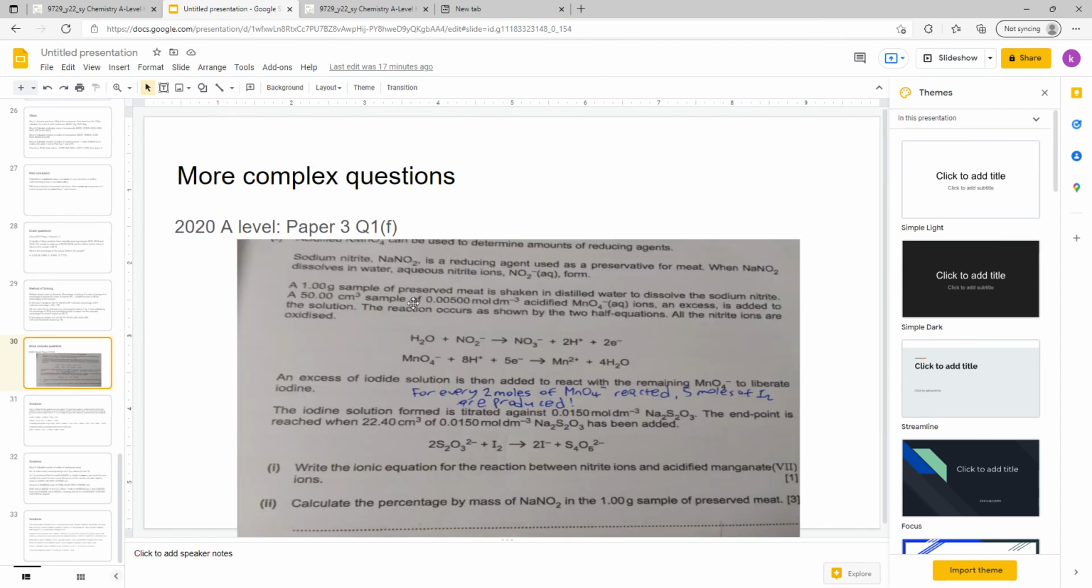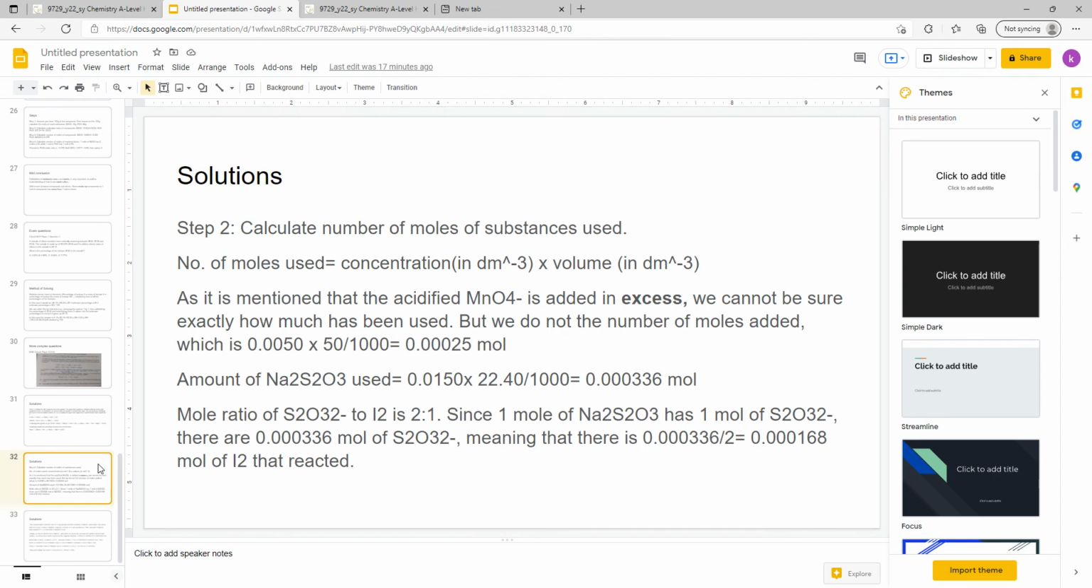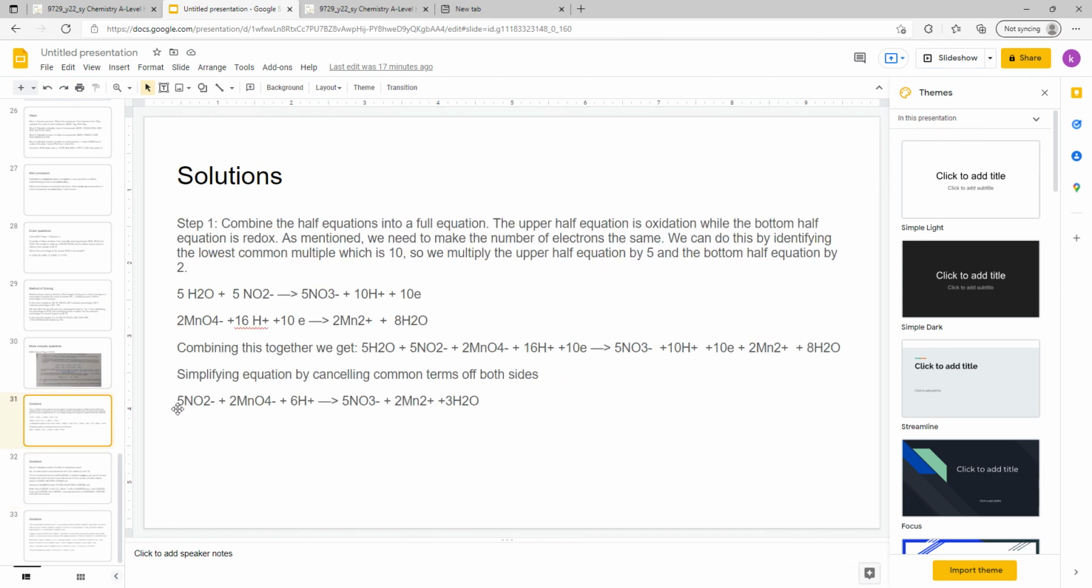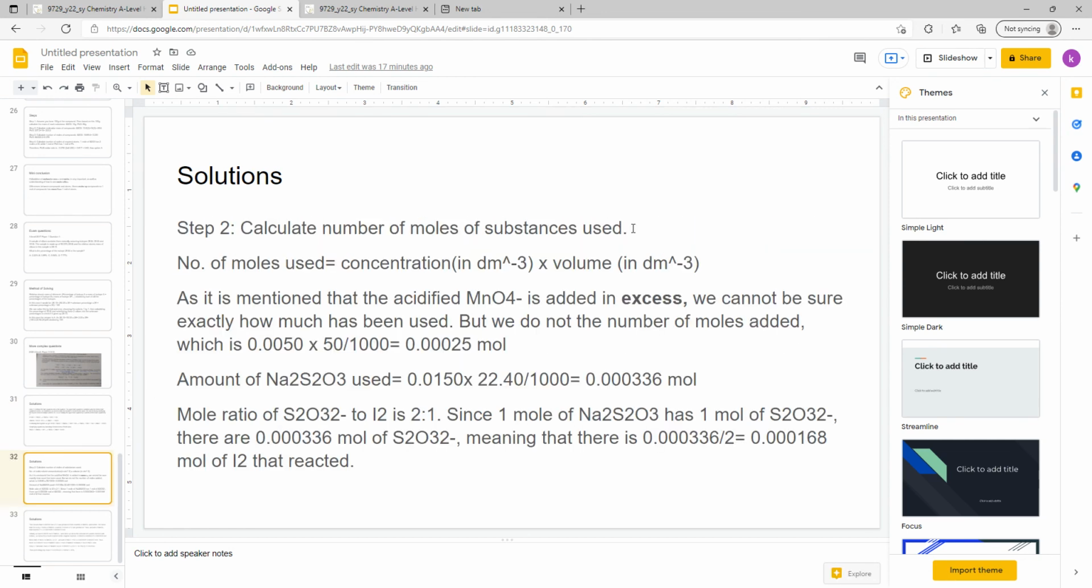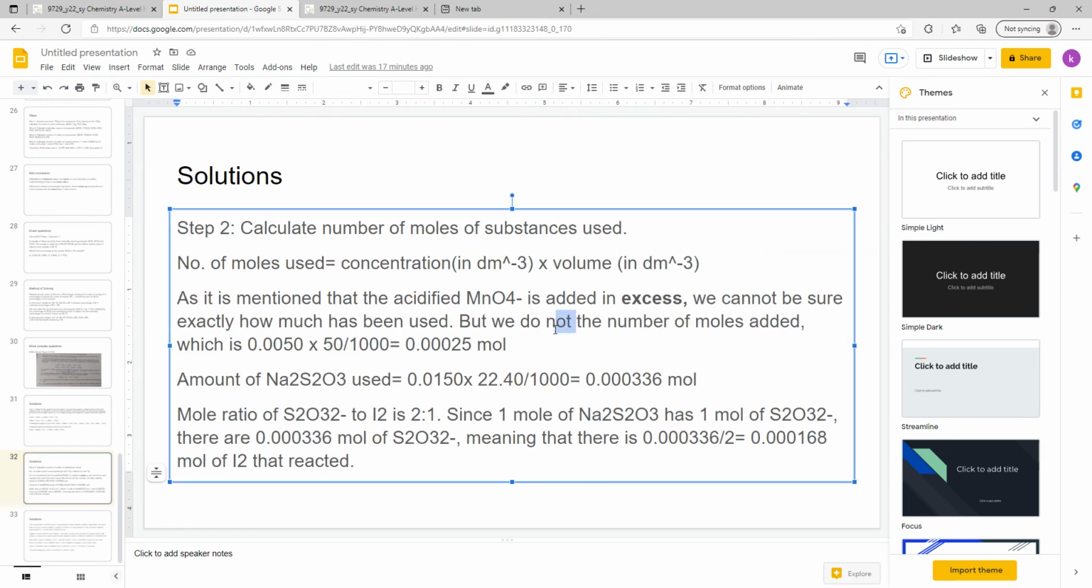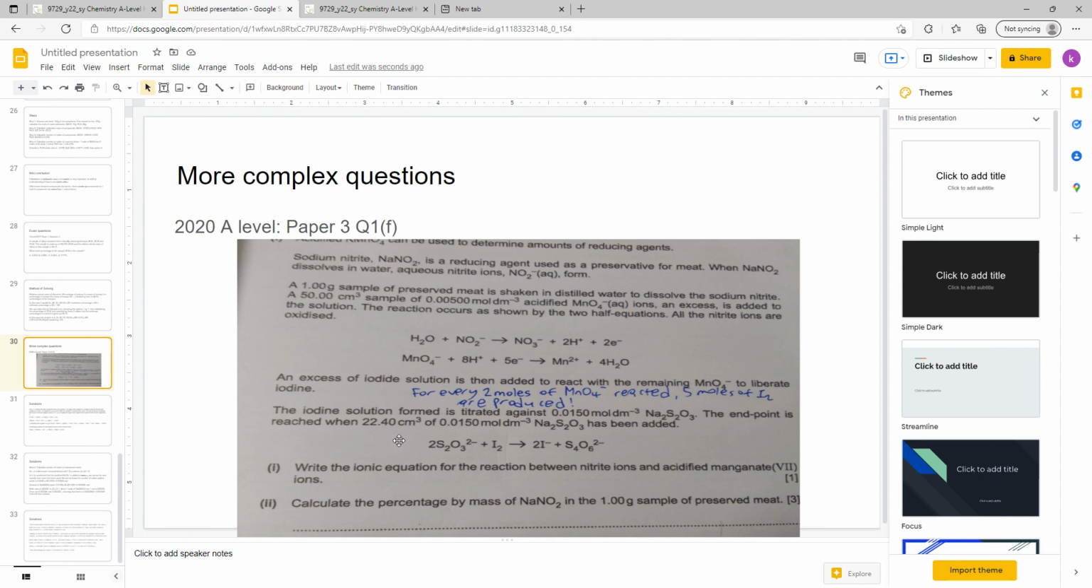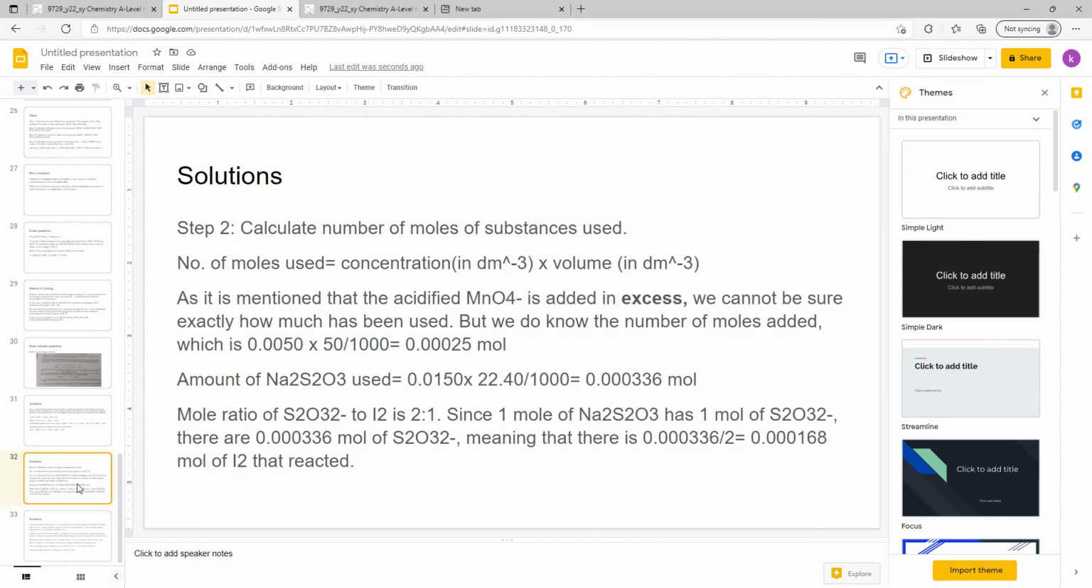However, they mention here that the acidified MnO4- ions are added in excess. This means that we cannot be sure exactly how much has been used in this equation. However, what we do know is the number of moles that have been added. So, as mentioned, concentration times volume will give us the number of moles. Right, then based on the question, we can calculate the amount of Na2S2O3 used. So, once again, concentration times volume will give us number of moles.